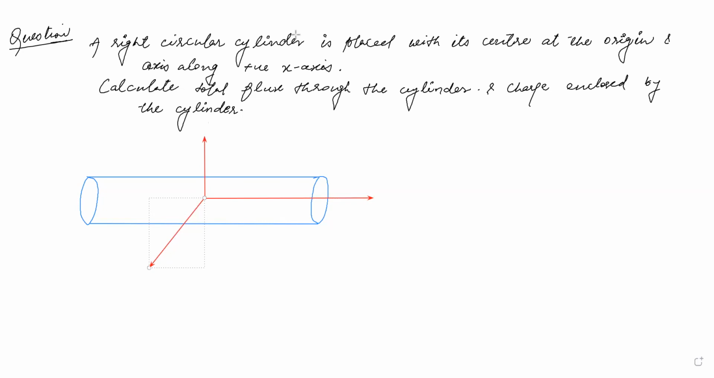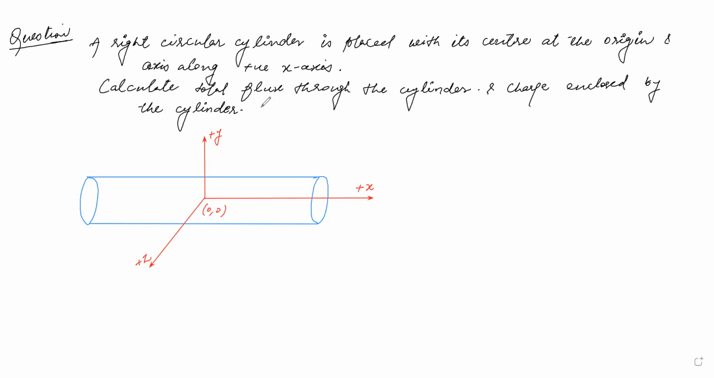This is your plus x-axis, which is given in your question: the right cylinder is placed with its center at the origin and axis along the positive x-axis. This is your plus x, this is your plus y, and this one is your plus z. This is your point of origin here. Calculate the total flux passing through the cylinder and the charge enclosed by the cylinder. This is our question here.